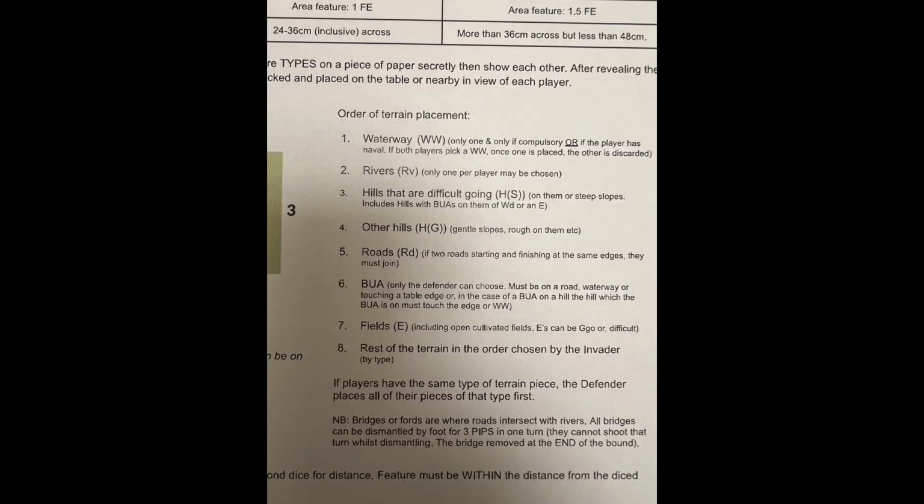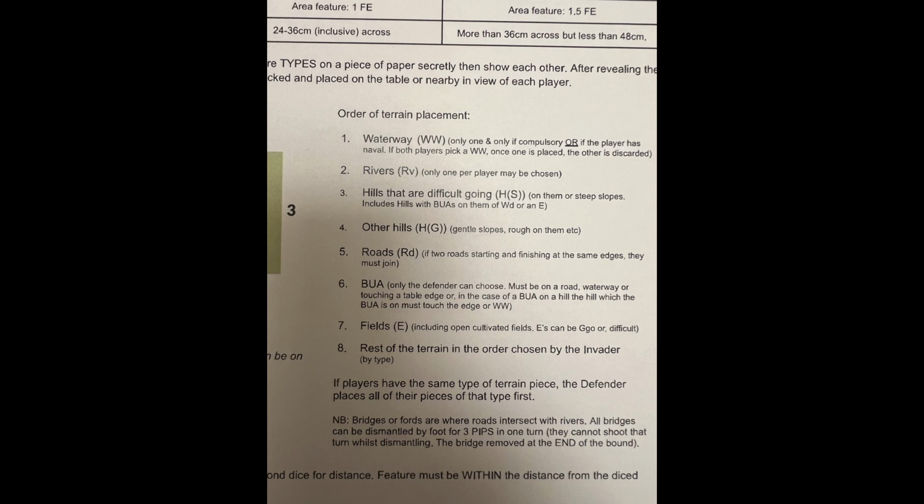Having placed rivers, hills, a road and a built-up area, and neither player having selected a field, the rest of the terrain is to be placed in the order chosen by the invader by type. In this respect, the invader gets to elect what type of terrain is placed, not which feature is to be placed. The English player then chooses for rough going to be placed next.